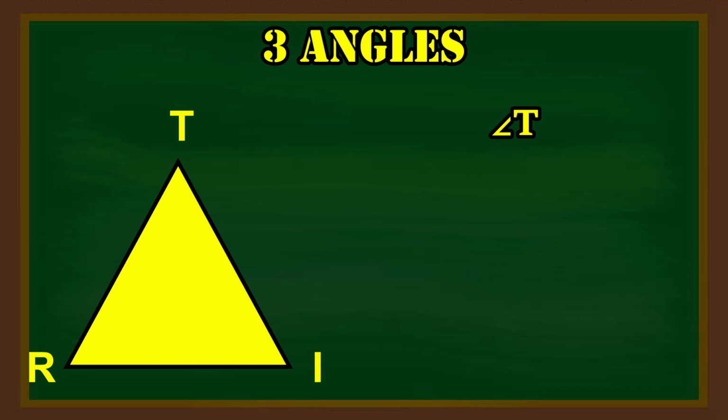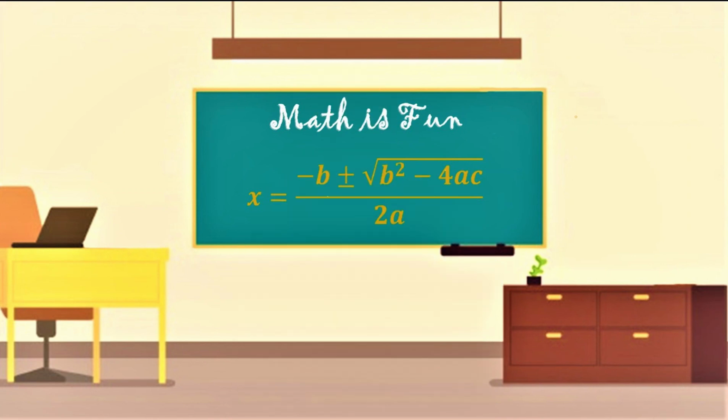We have angle T, angle R, and angle I. Angles are formed by two non-collinear segments, or line segments, or sides of a triangle. And now, let us talk about corresponding parts of triangles that we should prove congruent in order for us to show that the triangles are also congruent.